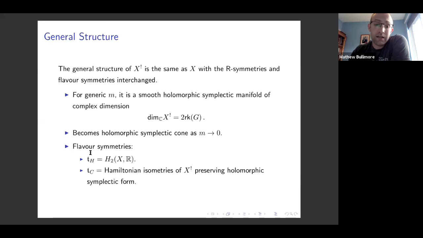So this time, it's the Higgs branch flavor symmetry that is recovered from the topology of the space, from H2. On the other hand, the Coulomb branch flavor symmetry acts by isometries of the Coulomb branch that preserve the holomorphic symplectic form. So again, this is why these things have the label C, because they're symmetries that act on the Coulomb branch.